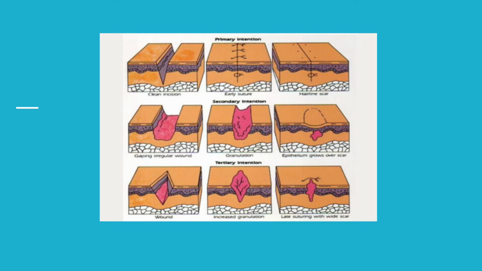Now let us look at tertiary intention or delayed primary closure. It is a combination of secondary and primary intention, whereby the wounding has occurred and the wound is left open to ensure there is no evidence of infection or presence of any foreign bodies, and allow granulation tissue to form as well. Then over time, the wound is closed with suturing and the scar forms over time.